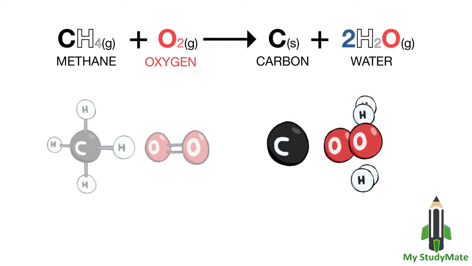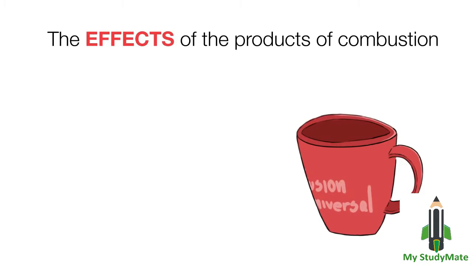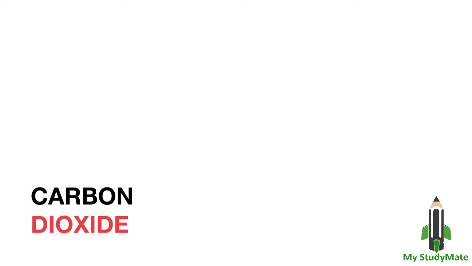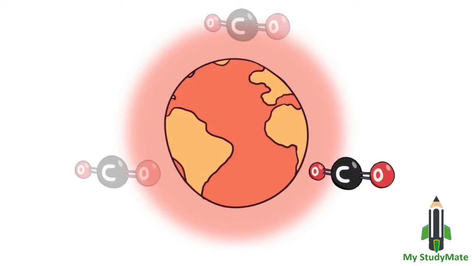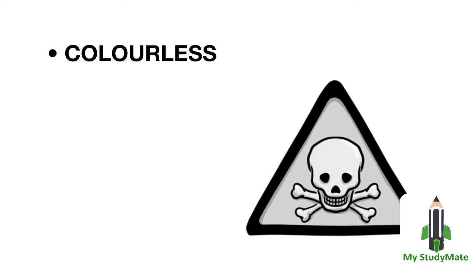Now, the effects of the products of combustion. Water vapor, as we all know, is harmless. Carbon dioxide is a greenhouse gas and contributes to global warming. Carbon monoxide, however, is toxic. It's colorless, odorless, tasteless, and so is called the silent killer.